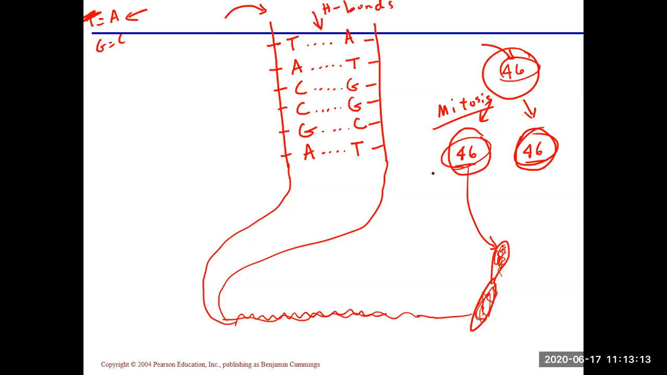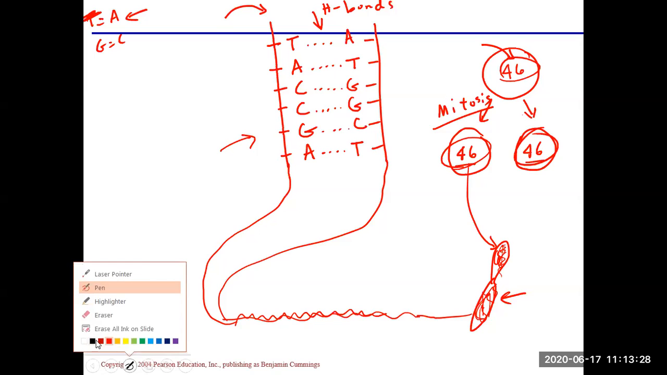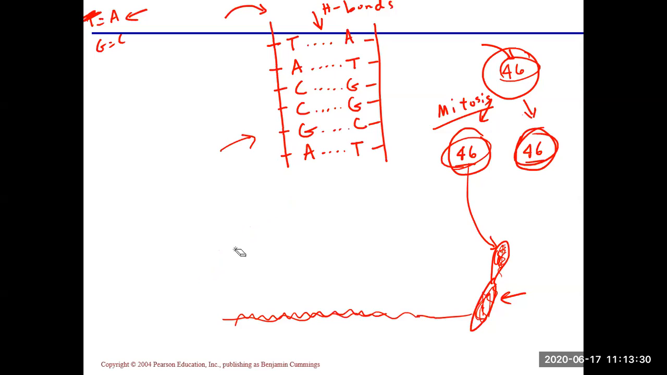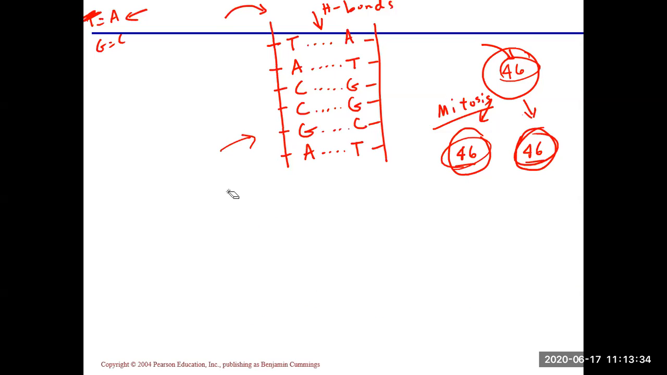So how does that replication occur? In order to know how the chromosomes replicate, if we can figure out how the DNA replicates, we've got it, because that's what happens. Chromosomes are made out of DNA. So for simplicity, I would like to erase these now and show you how we can achieve that.